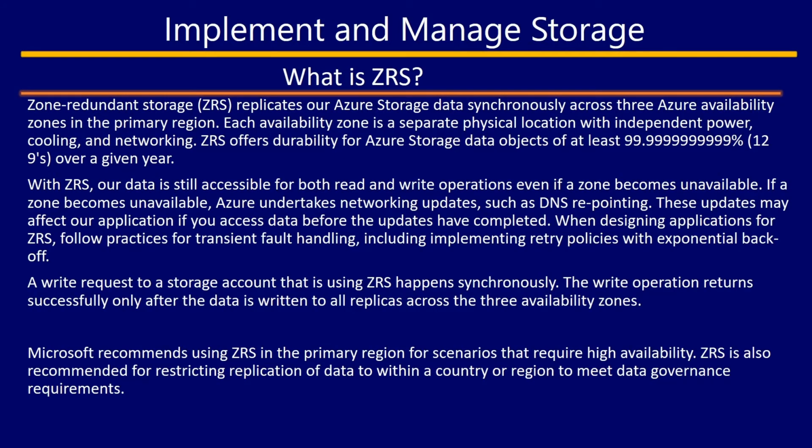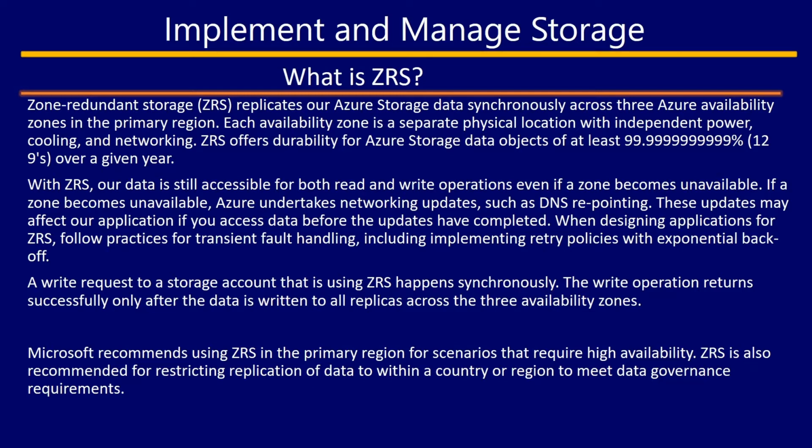What is ZRS? Zone Redundant Storage. ZRS replicates our Azure storage data synchronously across 3 Azure availability zones in the primary region. Each availability zone is a separate physical location with independent power, cooling, and networking. ZRS offers durability for Azure storage data objects of at least 99.9999999999% over a given year.